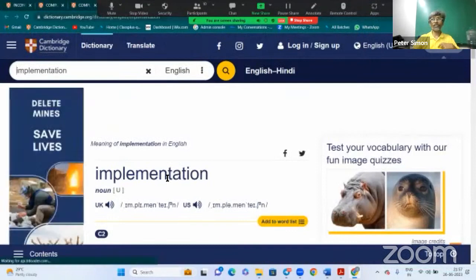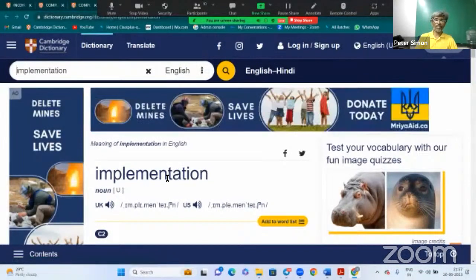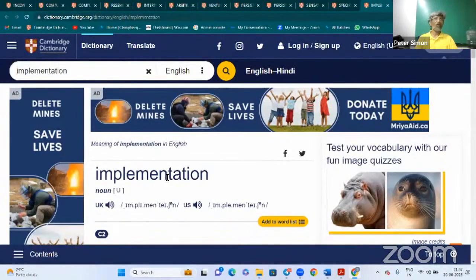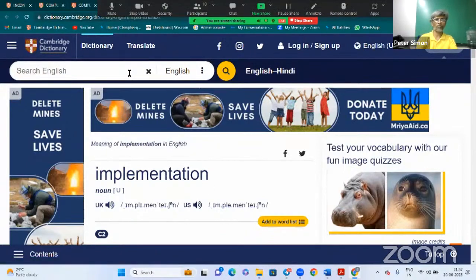Implementation of the doctor's recommendations is mandatory. Implementation is mandatory. Okay. With regard to doctor's prescriptions, implementation is of utmost priority. Utmost. Let us take another word. Utmost.